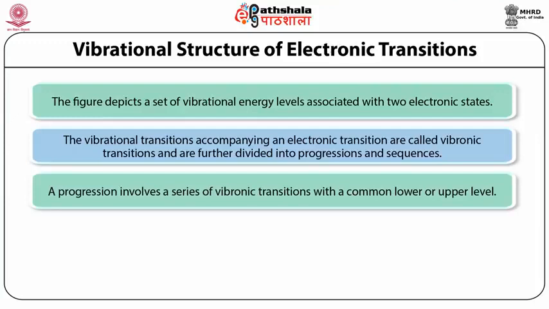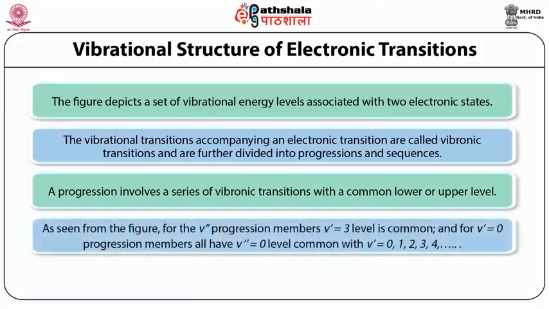A progression involves a series of vibronic transitions with a common lower or upper level. As is seen in the figure, for the nu double prime progression members, nu prime is equal to 3 level is common, and for nu prime is equal to 0 progression members, all have nu double prime is equal to 0 level common, with nu prime is equal to 0, 1, 2, 3, 4, etc.